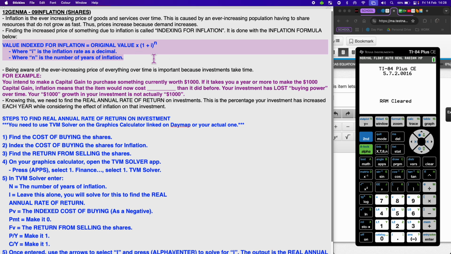How do I index for inflation? It's the original value times by (1 plus I) to the power of n, in brackets. I is the inflation rate as a decimal. N is the number of years of inflation.